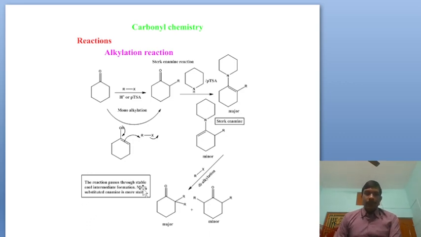The reaction actually passes through the stable enol intermediate or enamine intermediate. More substituted enamine is more stable, thus it will be the major product. 1,2-dialkyl ketone will be the, no, it is not 1,2, it is 2,2-dialkyl. It is actually 2,2-dialkyl ketonic compound.